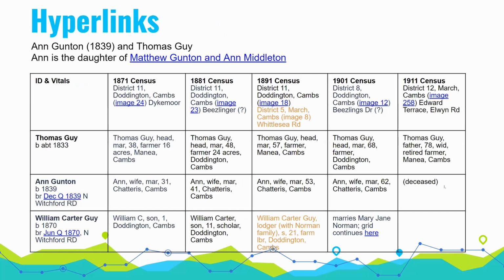So hyperlinks, what do we use hyperlinks for? Well, I use them to link to other grids. So this hyperlink links to the timeline grid for Anne's parents. This one links to the grid, as you probably surmised from our last slide. It's the timeline grid for William and his new wife and their children. And then, of course, that will trace them throughout the census.